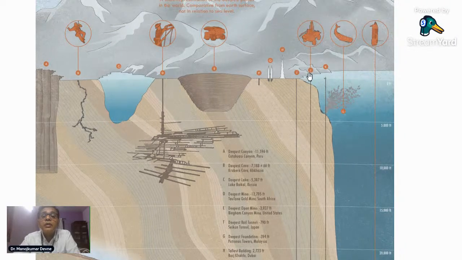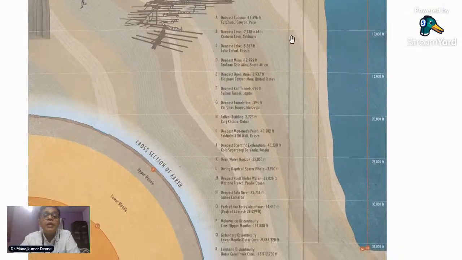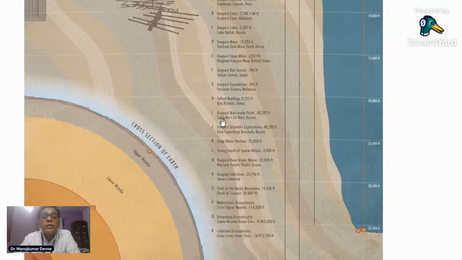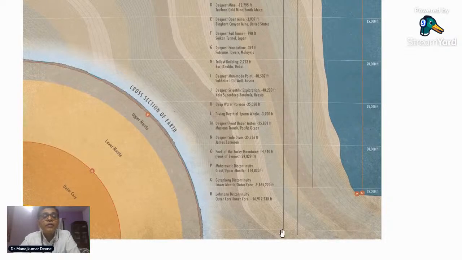This is I and J and K. What does I and J and K mean to us? I is the deepest man-made point. This is an oil well in Sakhalin Islands, that's in Russia. They've gone 40,000 feet deep, 40,000 feet deep here.